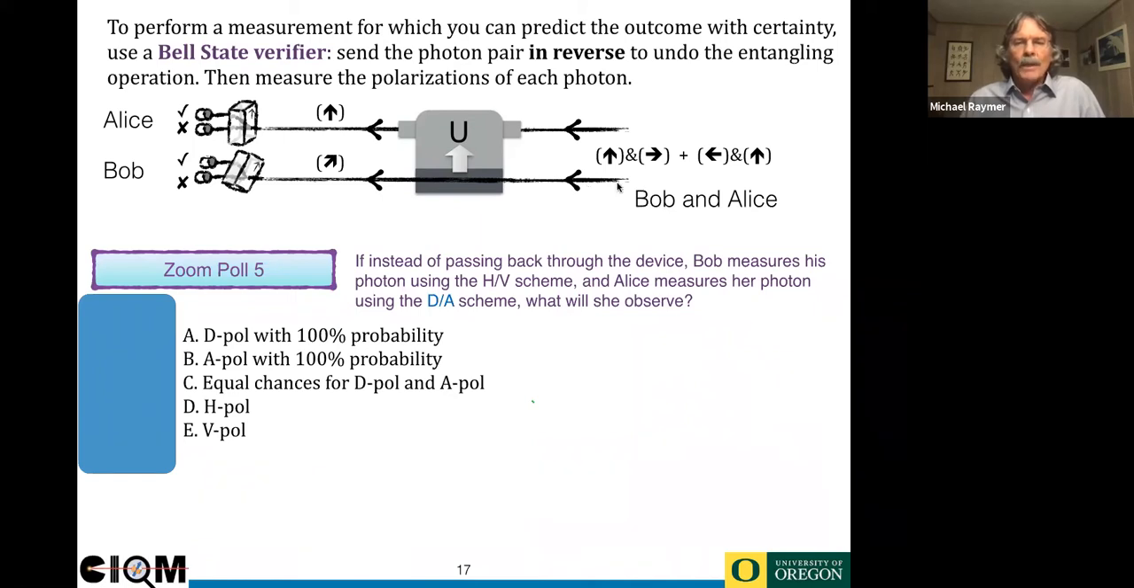So now Bob does not let his photon go through the device. Instead, he grabs his photon over here and he just makes a measurement on it. And Alice takes the photon from over here. There's no device anymore because Alice only has one photon. Alice takes her photon from this state here and measures it using a DA scheme.